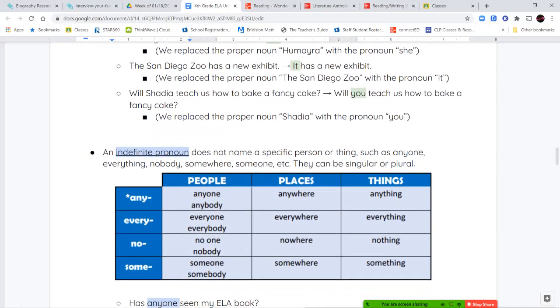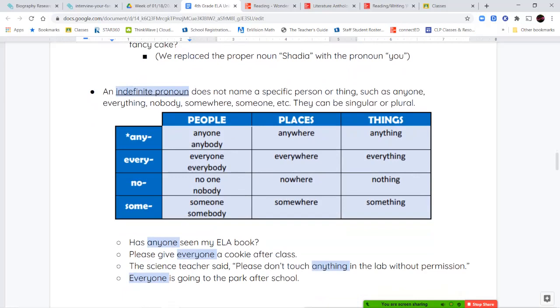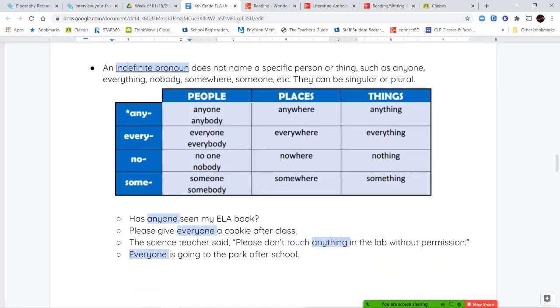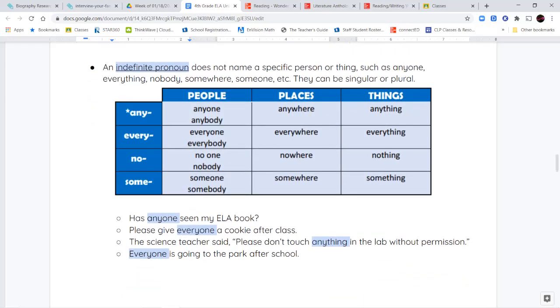Now, when we're talking about indefinite pronouns, indefinite means not definite. We're not naming a specific person, place, or thing like we do with personal pronouns. These could be words such as anyone, everything, nobody, somewhere, or someone. They can be singular or they can be plural. We're not talking about a specific person, place, or thing. That's what makes them indefinite. You're not defining a specific person, place, or thing.